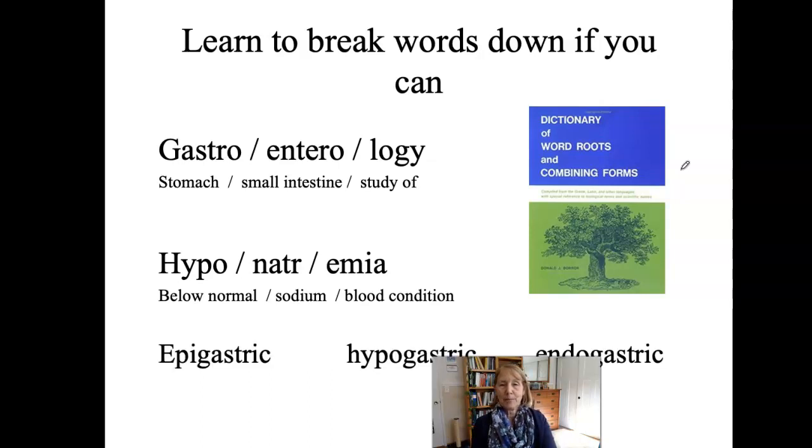And like that, you have epigastric, hypogastric, endogastric. And all this again is just, I'm just trying to tell you that once you start seeing the origin of all these words, it's going to help you tremendously. So epigastric, above the stomach, hypogastric is below, and endogastric is within.